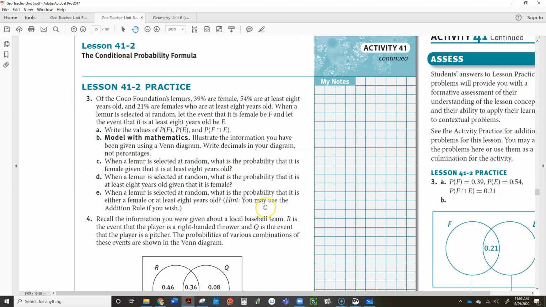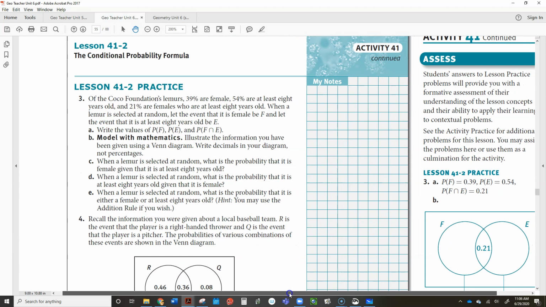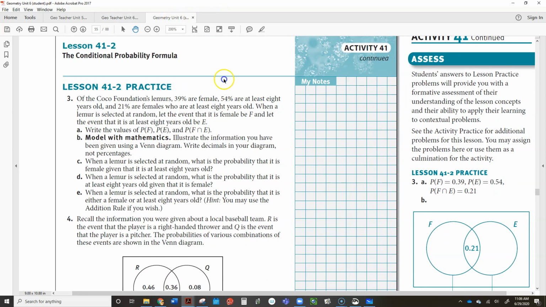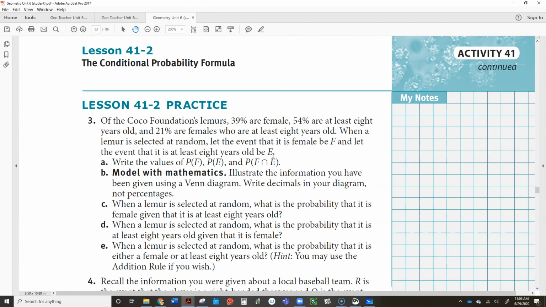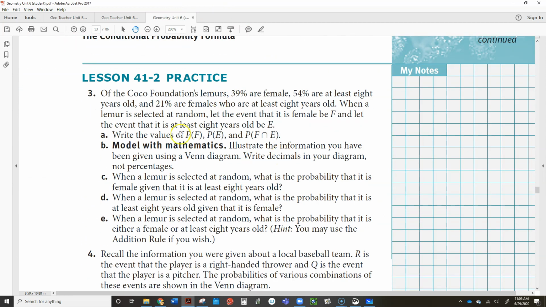Okay, let's go over here and check your work. I'm supposed to tell you, if you haven't already, stop the video, go try to do these problems right here, and then finish the video by checking your work. So stop the video and work on these problems.